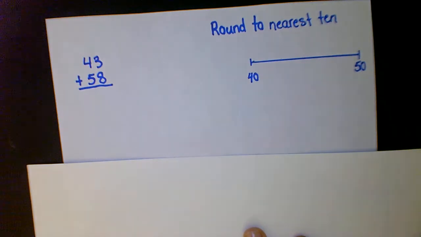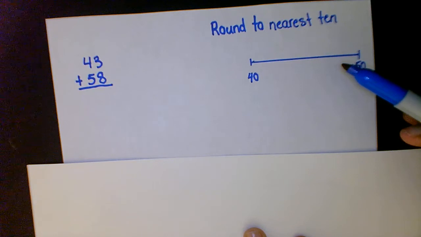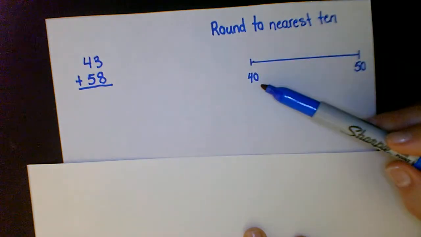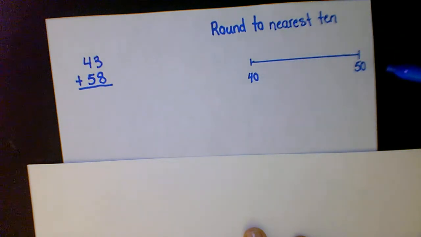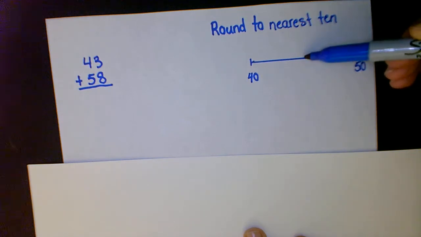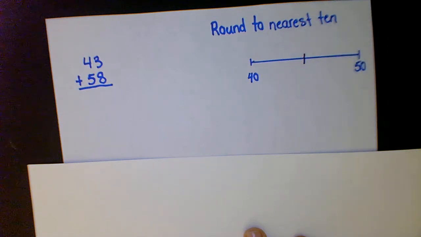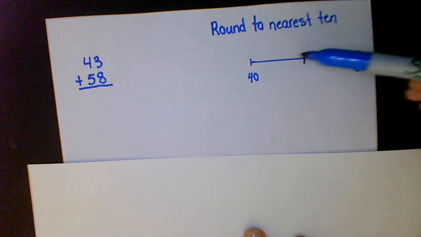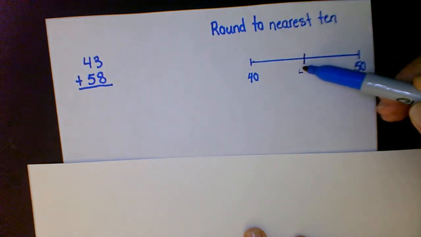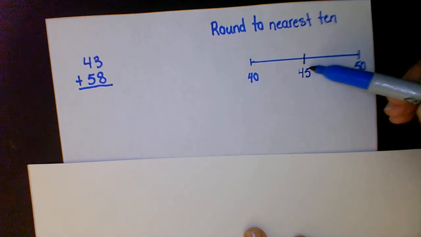So if you look over here at my number line, I know that the number 43 is going to be between 40 and 50 on a number line. I always want to find the middle point because that's going to be very helpful to me when I want to see where my number would be. So between 40 and 50, the middle is 45. It's halfway.